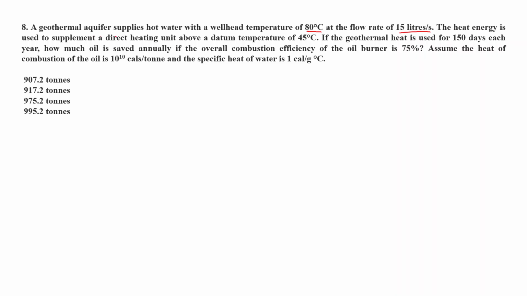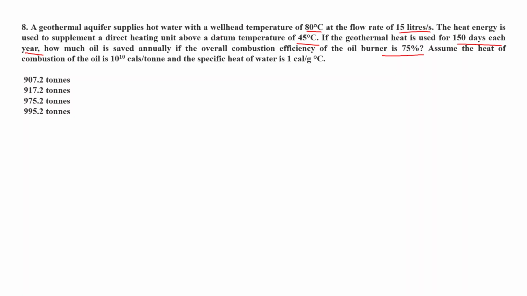The heat energy is used to supplement a direct heating unit above a datum temperature of 45 degrees C. So we are using this water for a heating unit which is at a temperature of 45 degrees C. So obviously we need to increase this temperature from 45 to 80 degrees C. If the geothermal heat is used for 150 days each year, these are the working days, how much oil is saved annually if the overall combustion efficiency of the oil burner is 75%?